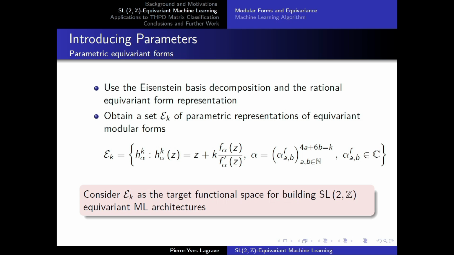And then you also know from the previous result that a given modular form can be used to parameterize an equivariant form. So by combining the two, you can parameterize the equivariant form that you have here, which is defined by this equation, by just a vector of complex numbers. And this set E_k, which we are going to consider in the following, will be the target functional space that we are using to build our SL2Z machine learning algorithm.